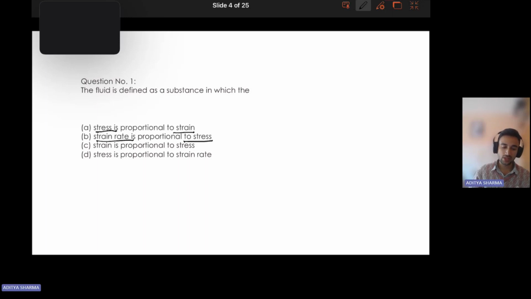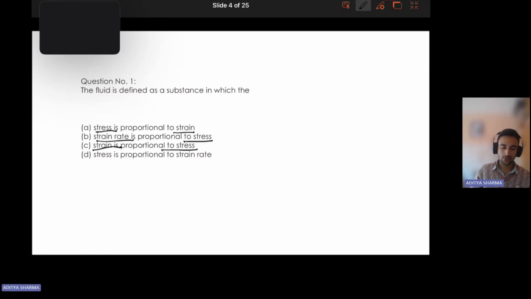Then, strain is proportional to stress. That also doesn't make sense to us. Because in proportionality, which thing is first and which is next is very important. Stress is directly proportional to strain is not the same as strain is proportional to stress.